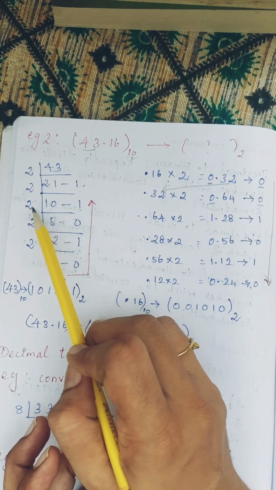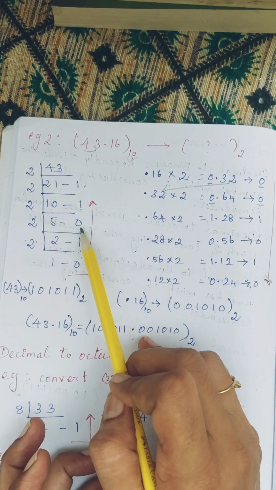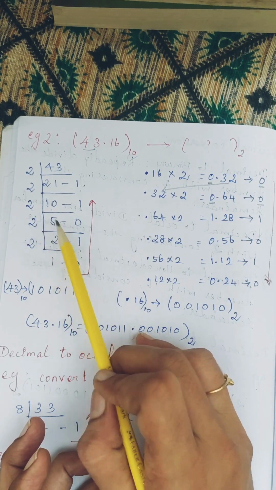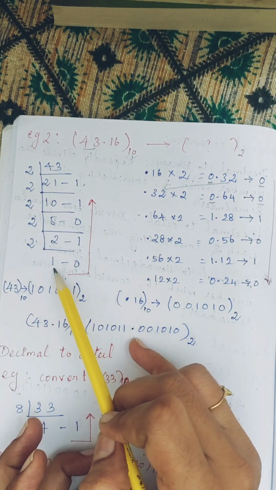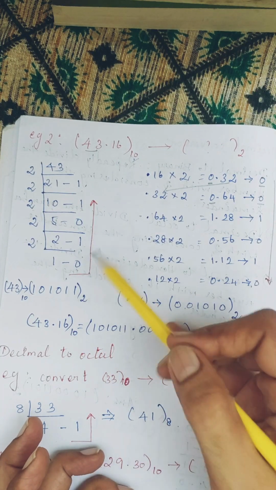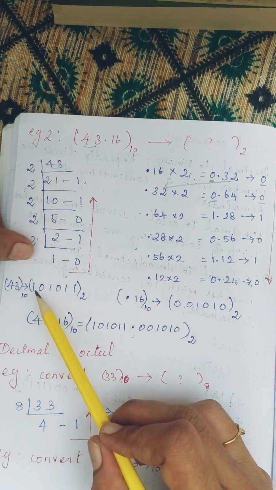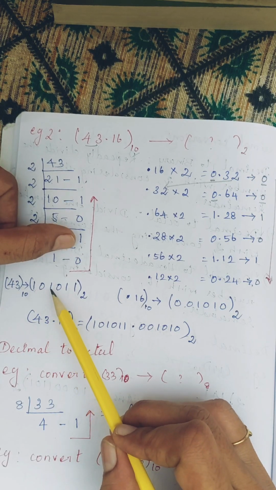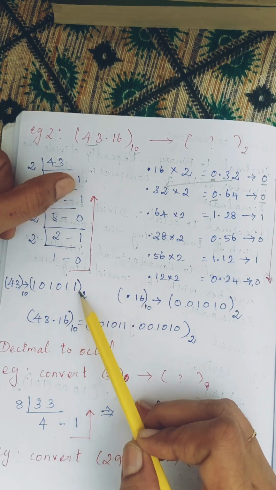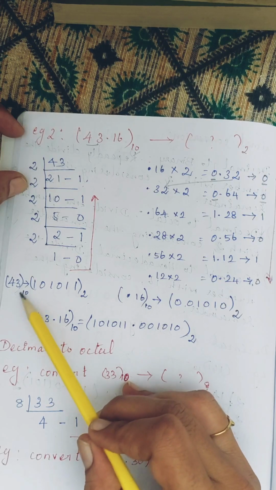Again 10 divided by 2, 5, the remainder is 0. Then we divide 5 by 2, 2, remainder 1. Okay, and then 2 by 2 gives 1, and then 0. This is like before. So we have to take from bottom to top. So the number for 43 is 1 0 1 0 1 1 to the base 2 for the integer part.